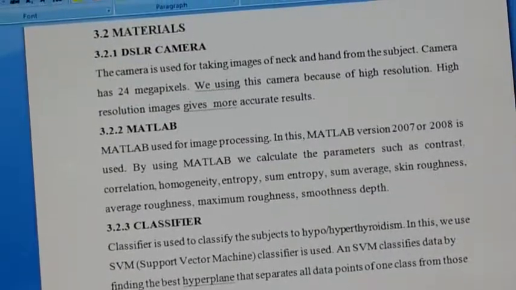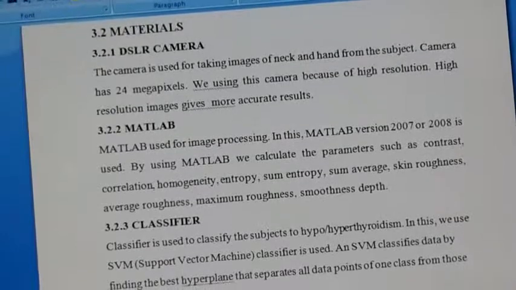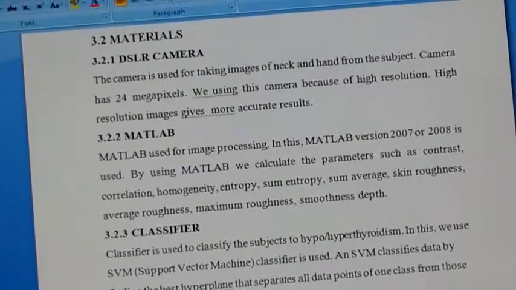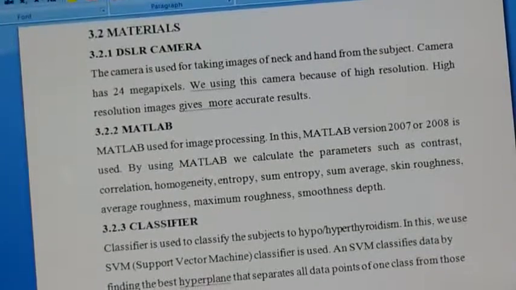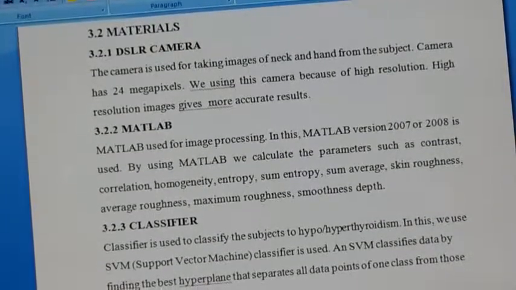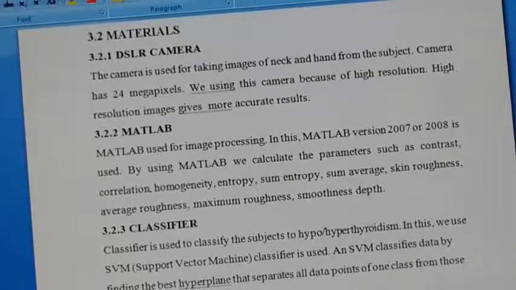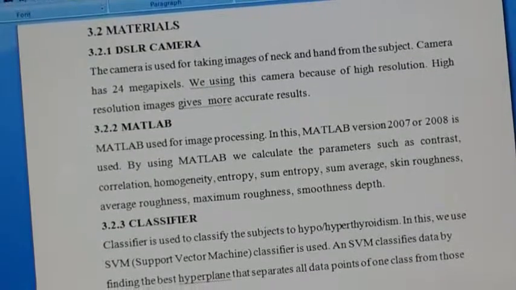These are the materials we used in this project. First we are using a DSLR camera. The DSLR camera is used for taking images of neck and hand from the subjects. The camera has 24 megapixels. We are using this camera because of its high resolution. High resolution images give more accurate results.